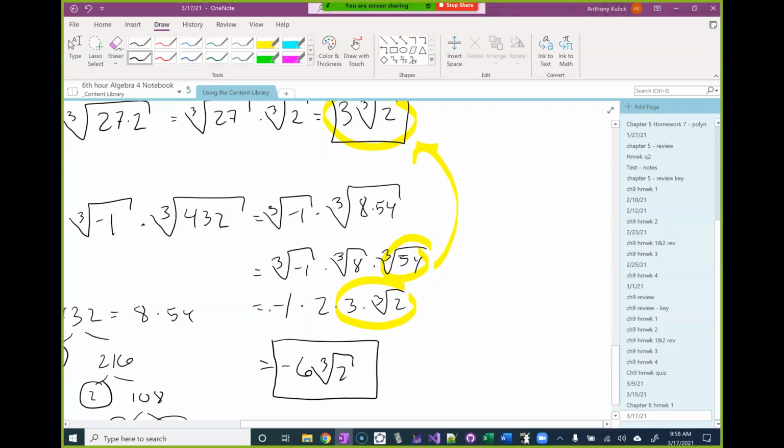So, the cube root of -1 was -1. The cube root of 8 is 2. And from our previous problem, the cube root of 54 is 3 times cube root 2. When I multiply the stuff outside the radical together, I get -6. And then I have the radical part, cube root 2.